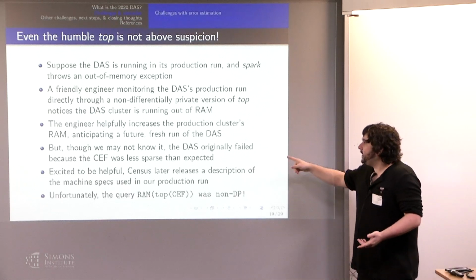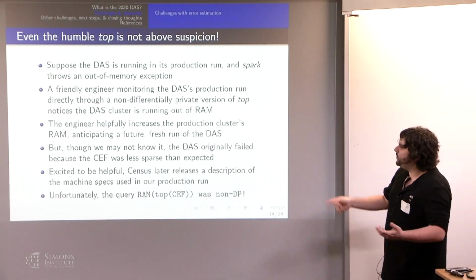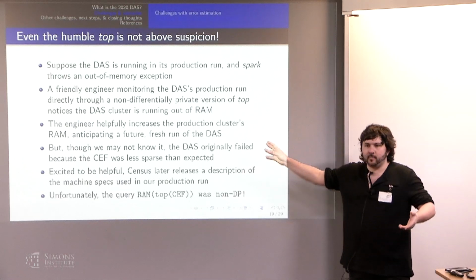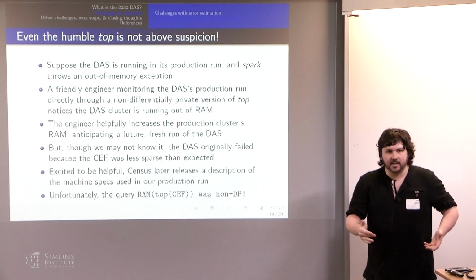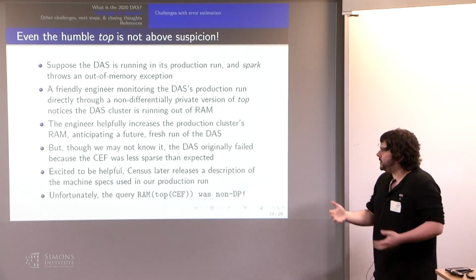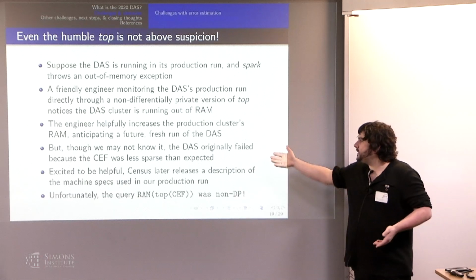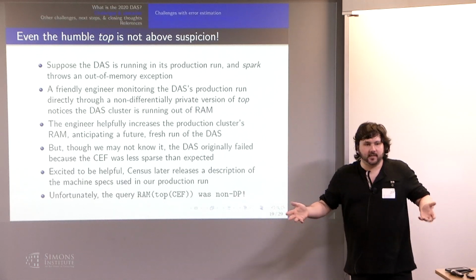So they do that, but unbeknownst to us, although hopefully we would figure it out given that it's like my example in this slide, the DAS may have thrown that error because sparsity was lower than we were expecting. I don't expect that there would be large variations in sparsity, but there could be enough of a jump that suddenly the sparse data structures we use all over the place are not as efficient as we thought they were, and we run out of RAM in the production run. And so that's great so far.